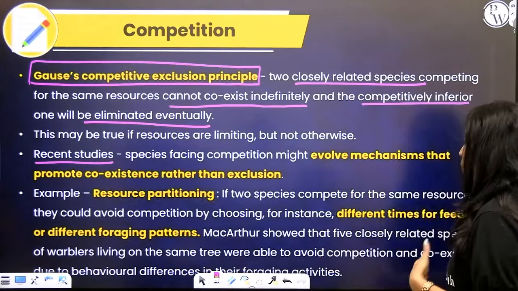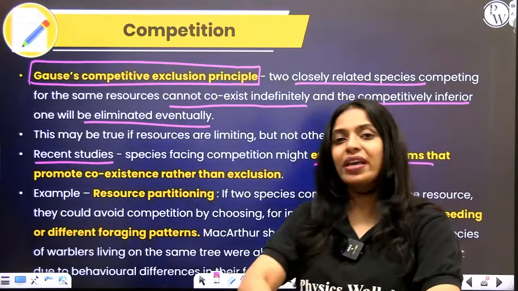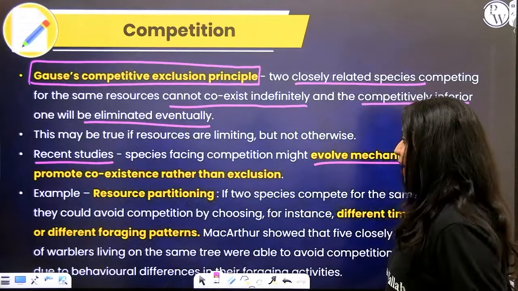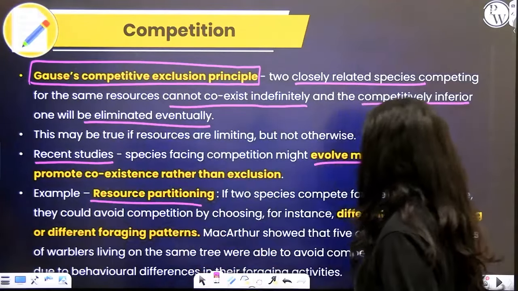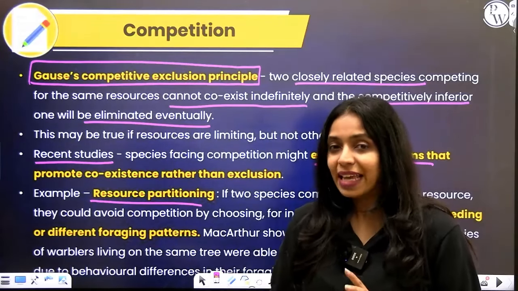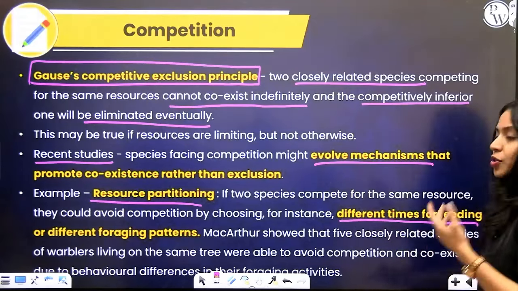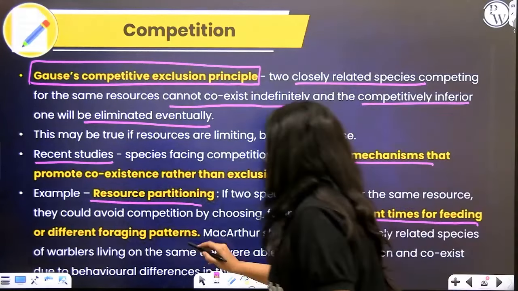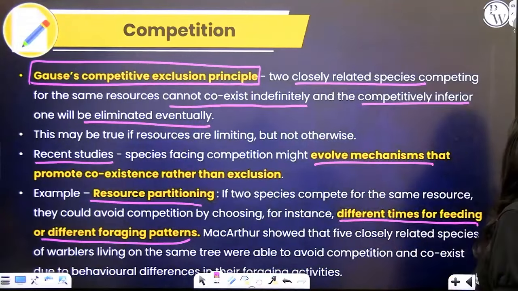Instead, they will come up with ways and evolve mechanisms that will ensure that they coexist instead of one of them becoming excluded. For example, there's something called resource partitioning. In resource partitioning, when two species are competing for the same resource, they will come up with ways like choosing different times for feeding or coming up with different foraging patterns to make sure that both of them will coexist.